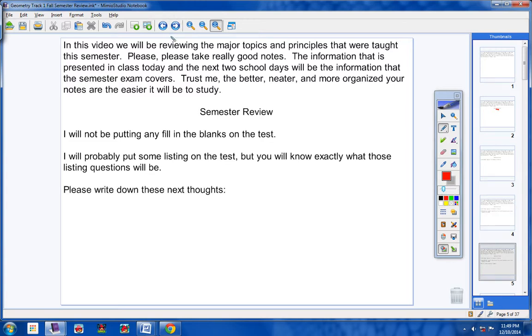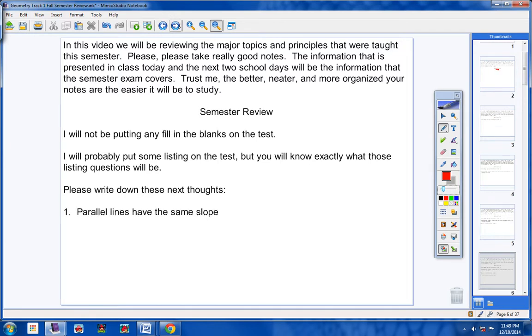Please write down these next thoughts. Again, they will not be on the test as fill in the blanks, but you need to know these so that you can answer questions on the test. Okay? Parallel lines have the same slope. Please write that down. Parallel lines have the same slope. If the slope of one line is 2/3, then a parallel line will also have a slope of 2/3. Parallel lines have the same slope.